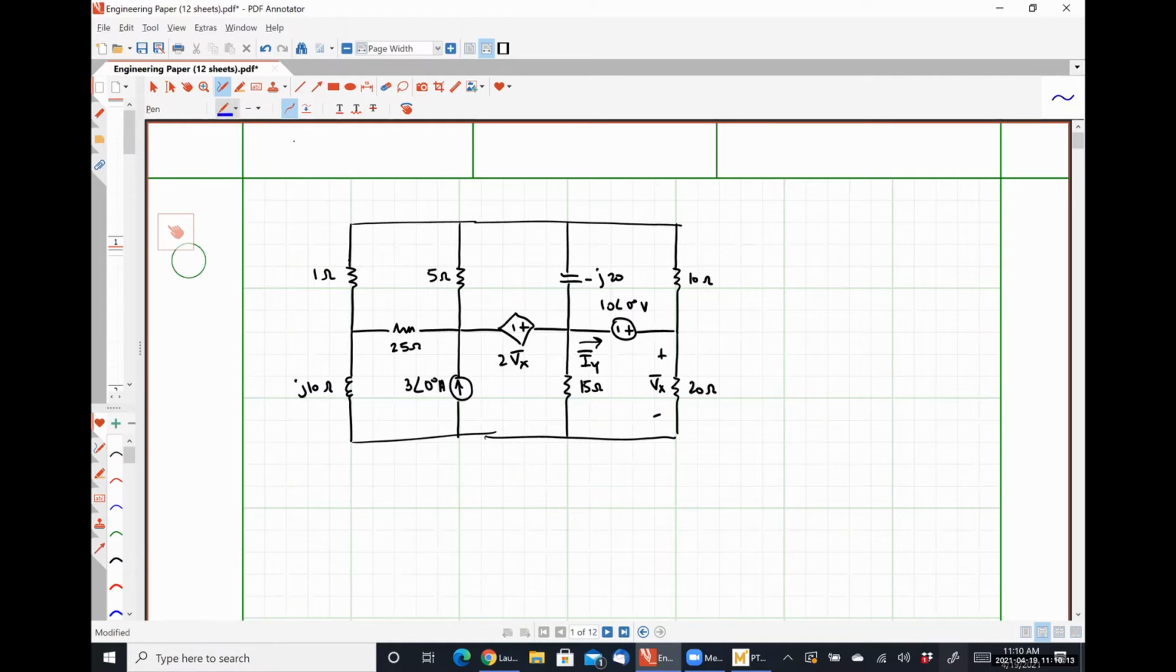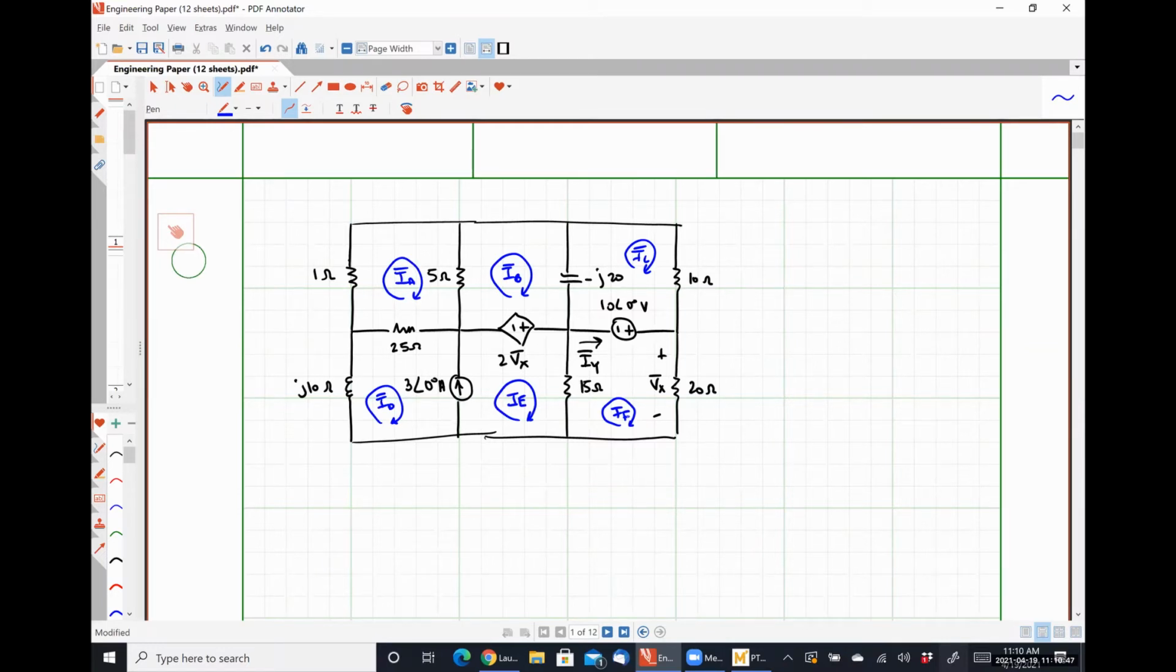All right, I'm going to define my mesh currents. So these are going to be phasor mesh currents. So let's call this guy IA. Let's call this guy IB, IC, ID, IE, and IF.